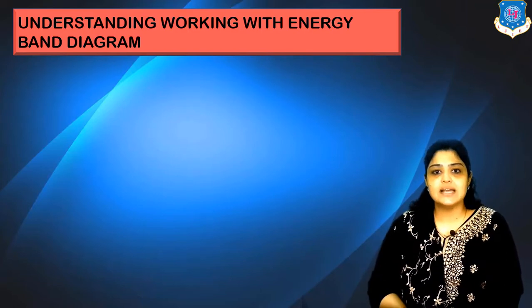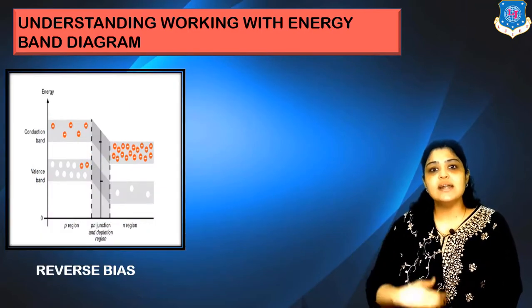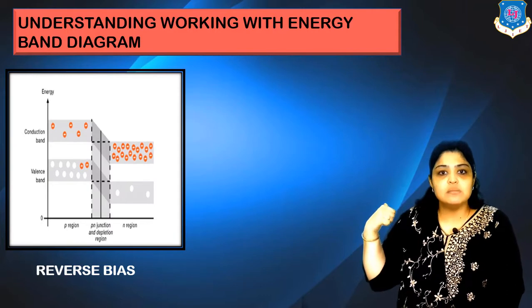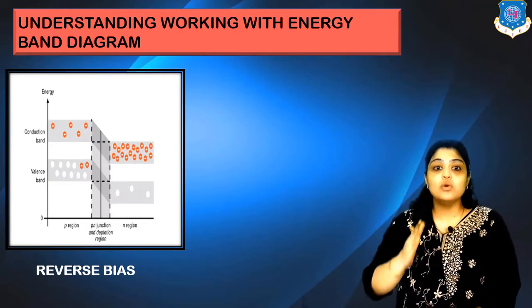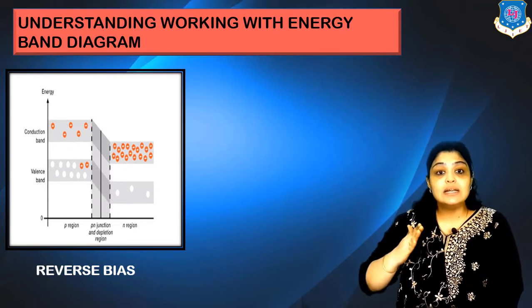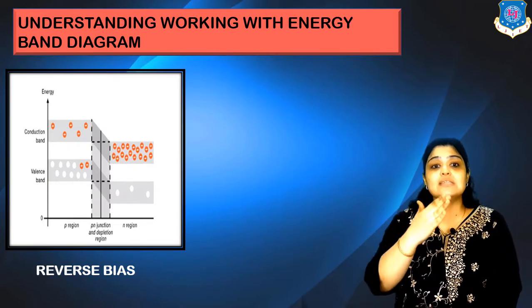So first I'll be discussing reverse bias. So this is the condition of reverse bias. You can see in the animation here that electrons are not able to move. The slope is quite high. It's inclined, or you can see it's very steep.